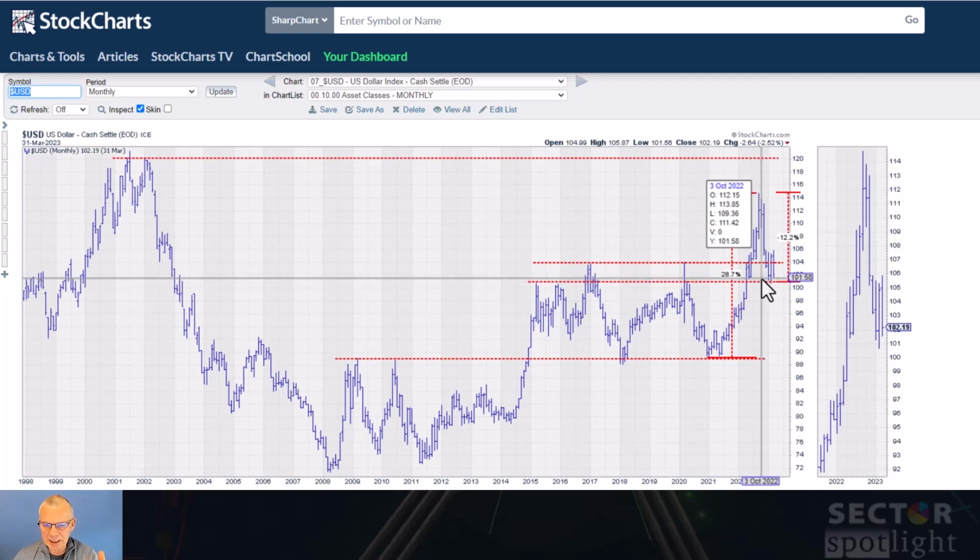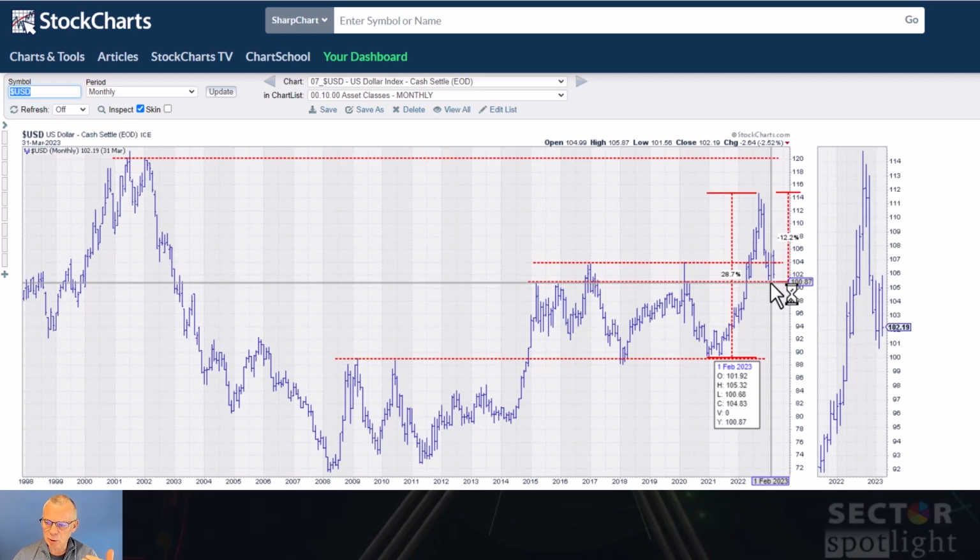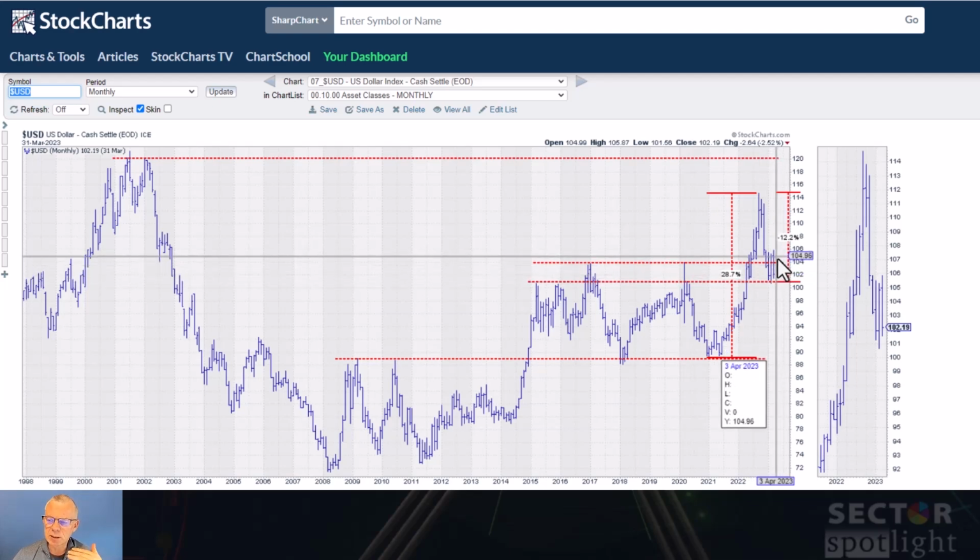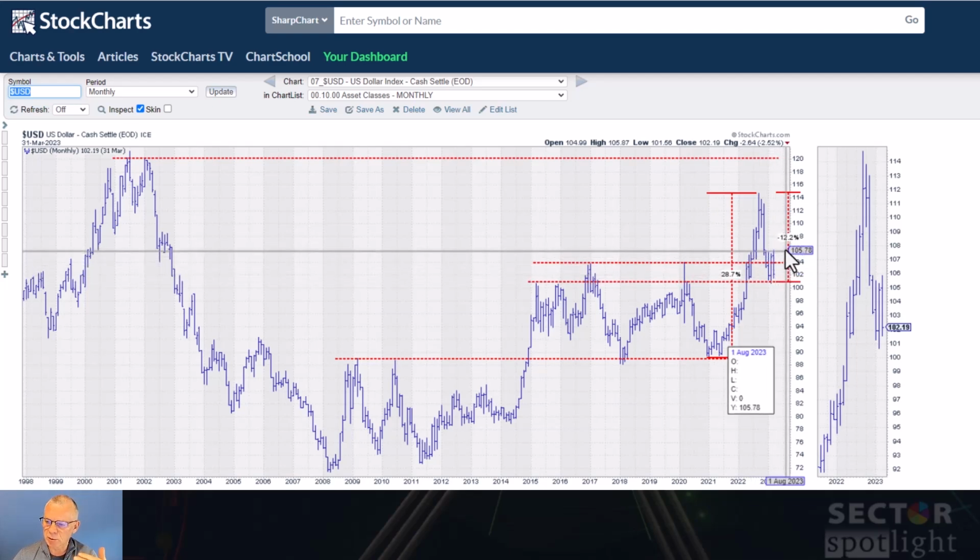So ideally, in terms of strength for the US dollar, we would like to see this low stay intact, and from now on, the market to work its way higher to 106, 107, 108, etc.